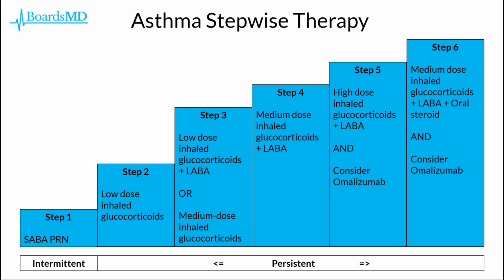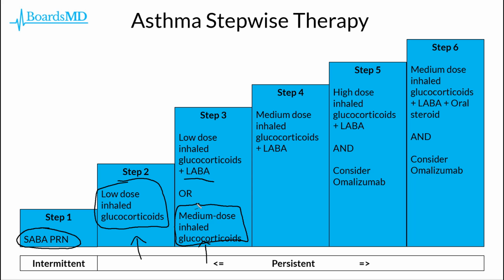As we mentioned on the previous slide, in the case of patients with intermittent asthma, we're going to proceed to step 1, which simply involves the use of a SABA on a PRN, as needed, basis. Once we move into the domain of mild persistent asthma, we then proceed to step 2 of the treatment ladder, which involves the use of low-dose inhaled glucocorticoids. If our patient has moderate persistent asthma, then we proceed to step 3, in which we can use low-dose inhaled glucocorticoids plus a long-acting beta agonist or LABA, or we can simply use medium-dose inhaled glucocorticoids.